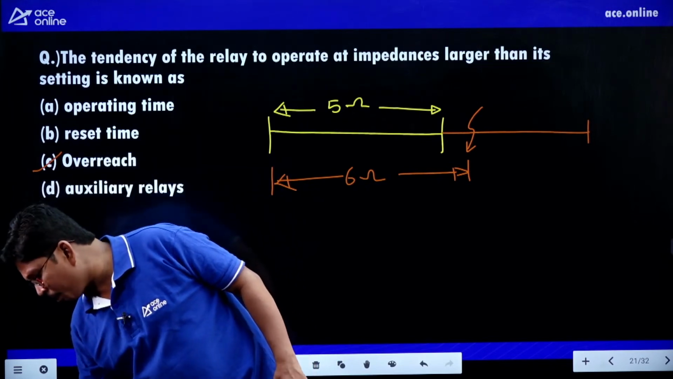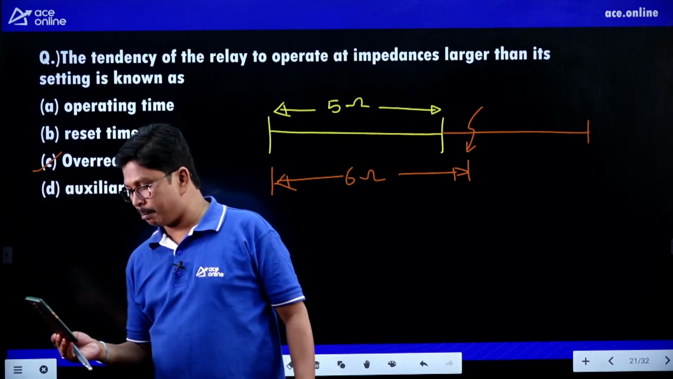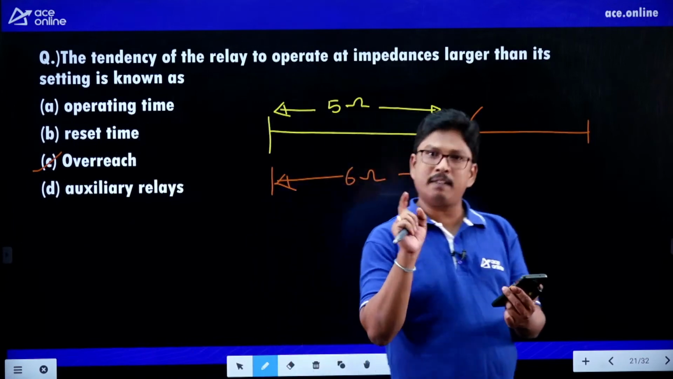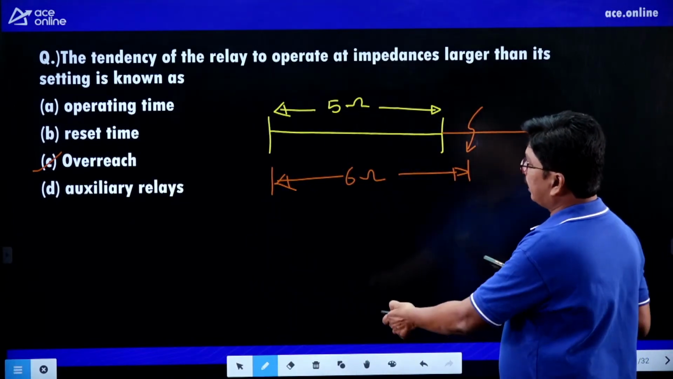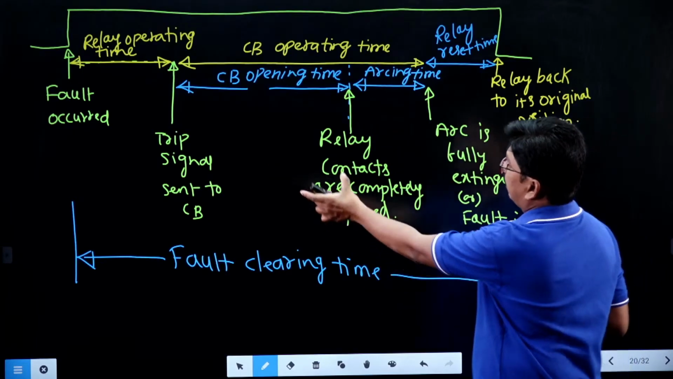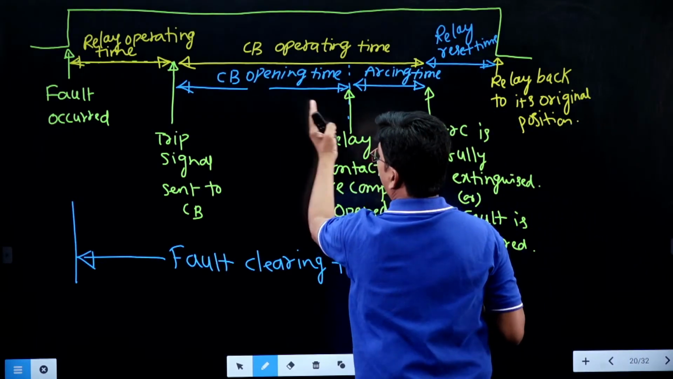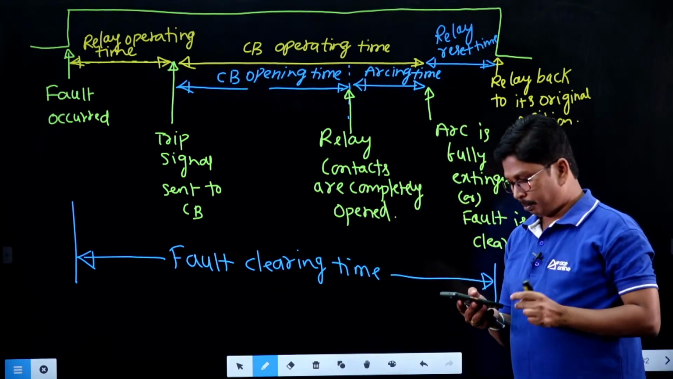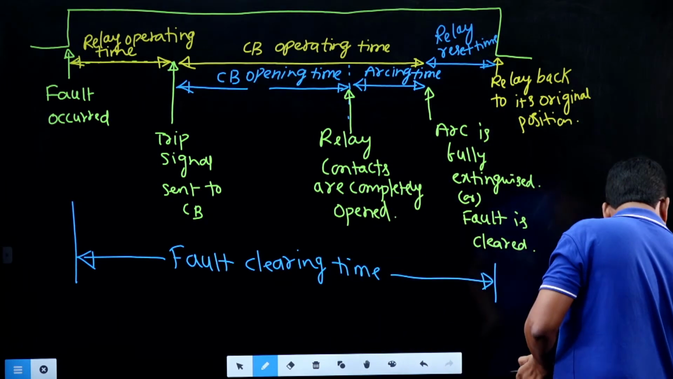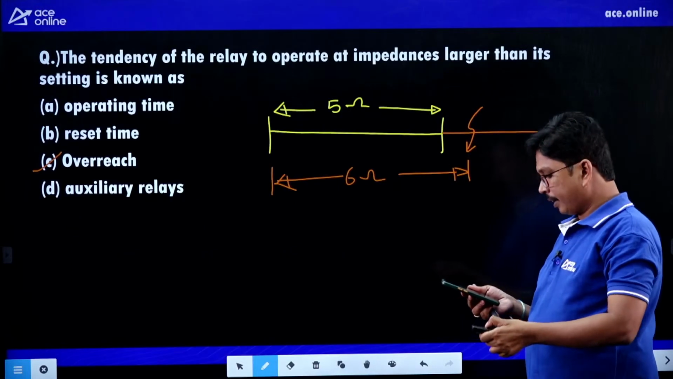Yes, Durga Prasad: CB opening time is always more than arcing time. Perfect. CB opening time is always more than that of arcing time, right? That's why I have shown this distance also. CB opening time is always very high compared to that of arcing time. Very good. Perfect. Overreach. Very good, Neely.